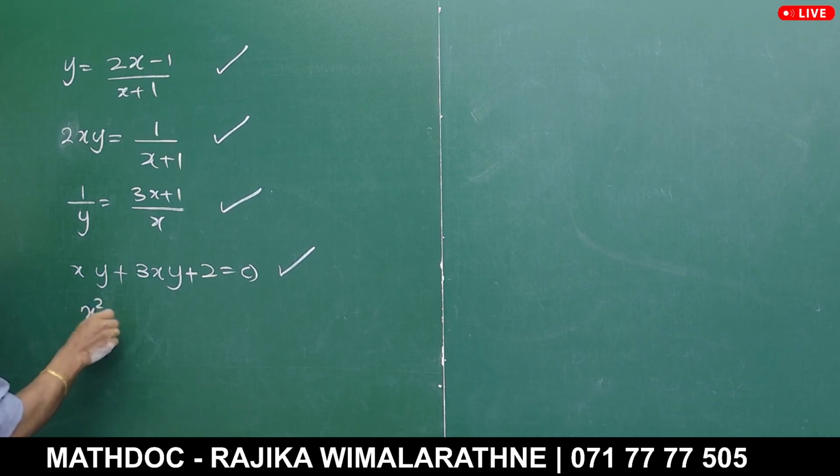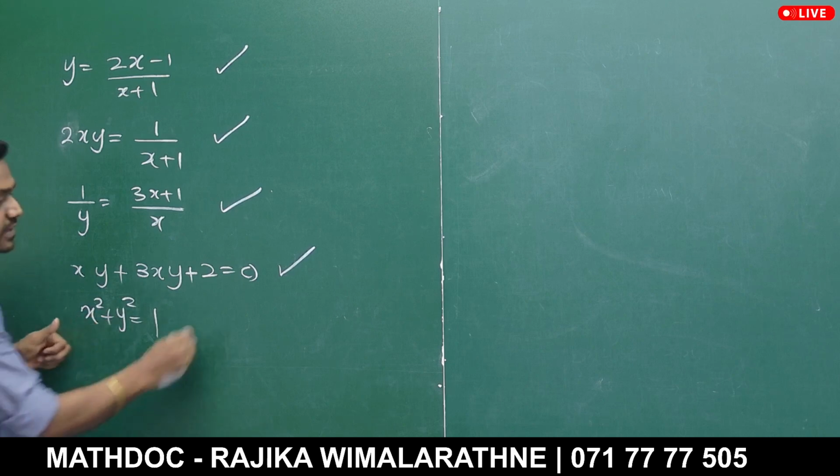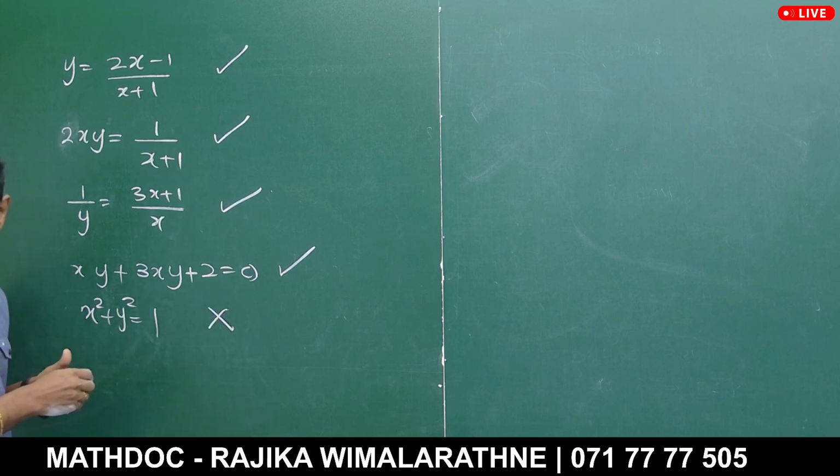Then x squared plus y squared equal 1. Check now. Here we have y squared, no? That is a problem. Not a function, that's it.